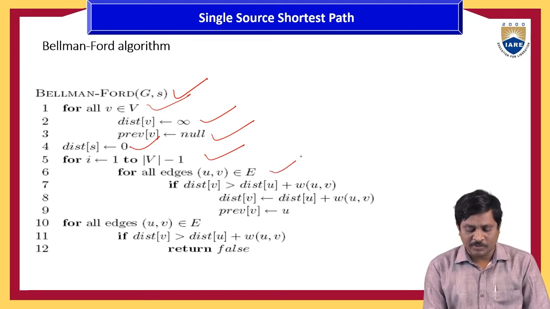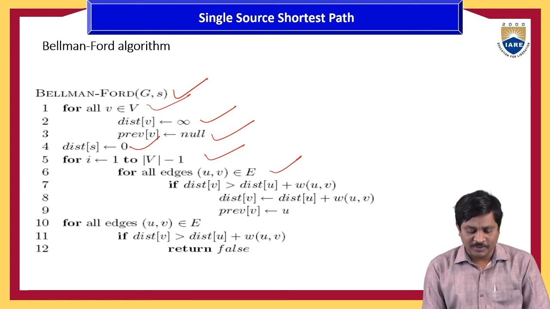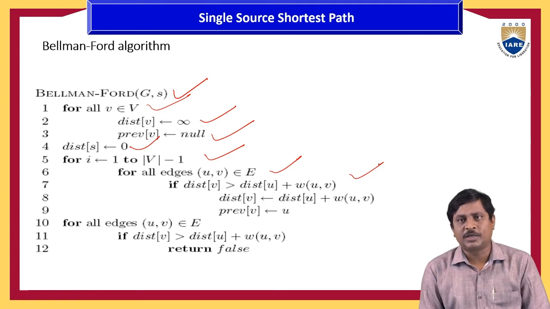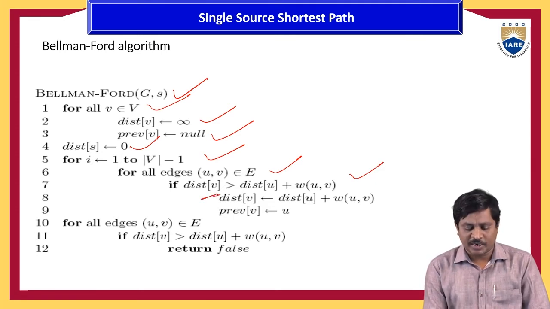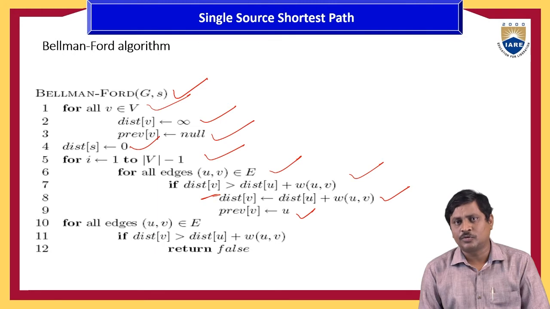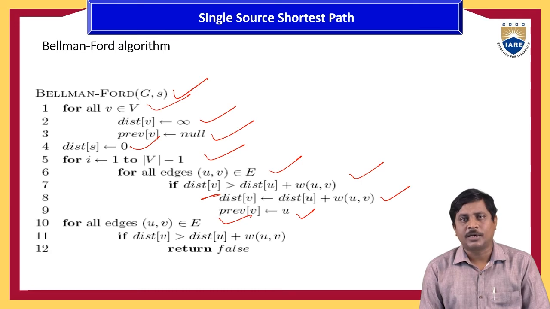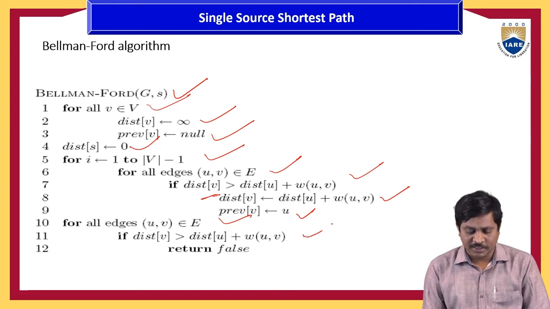For all edges U comma V belonging to E, here all edges are stored in the edge set E. If distance of V is greater than distance of U plus W of U comma V, that is, if distance of V is more than distance of U plus W of U comma V, the minimum value is distance of U plus W of U comma V, so that value is assigned to distance of V. Previous of V is assigned U. Next, for all edges U comma V belonging to E, if distance of V is greater than distance of U plus W of U comma V, then return false.